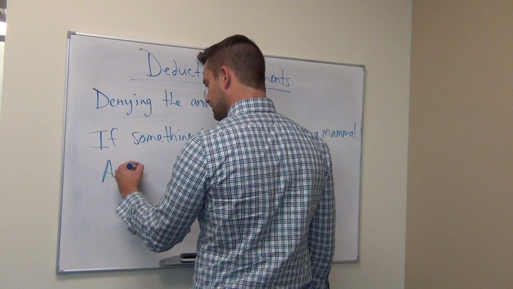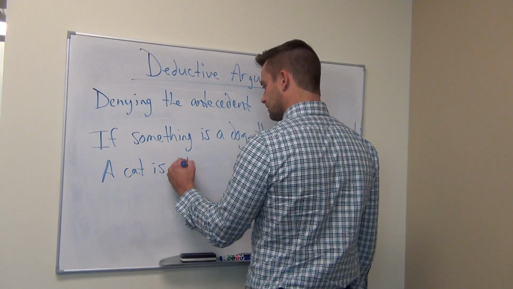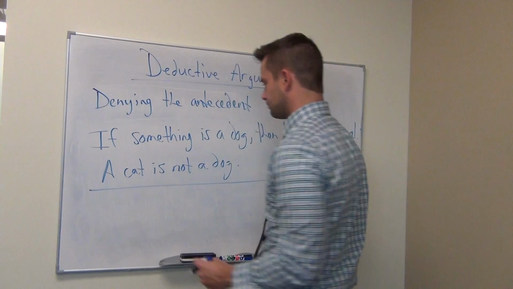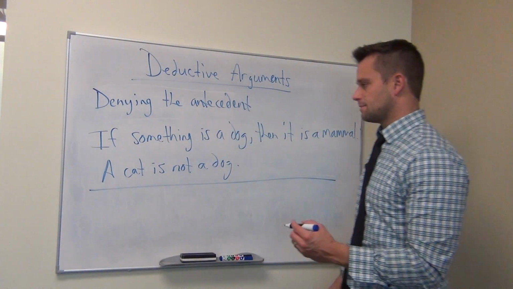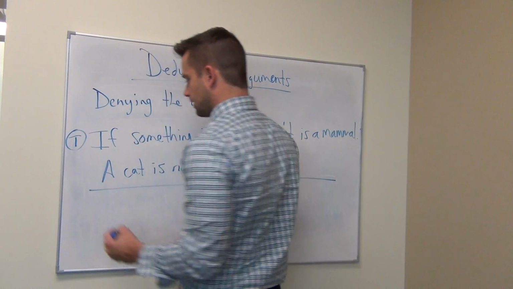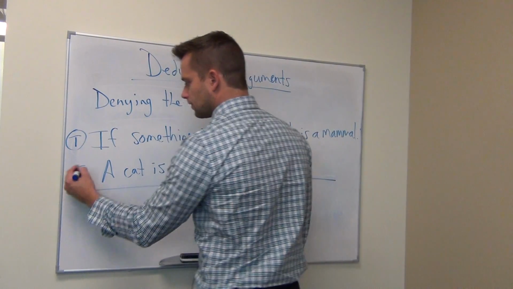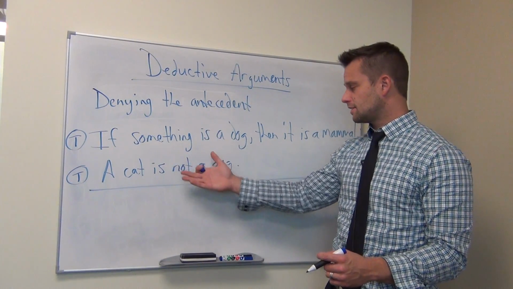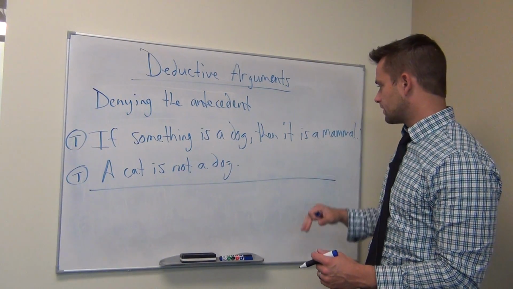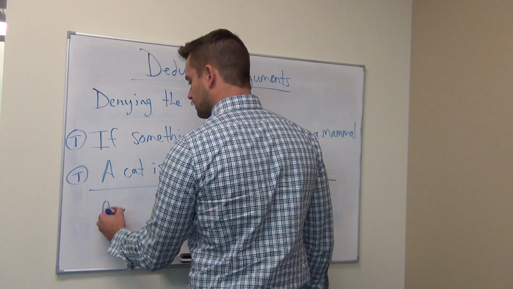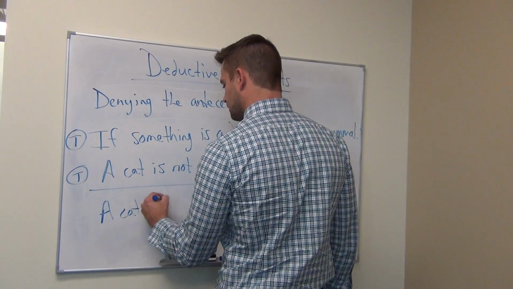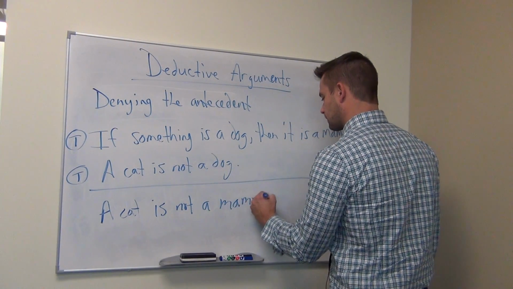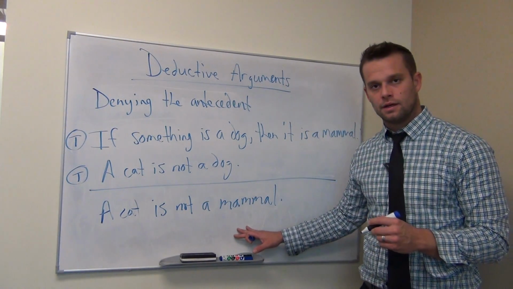A cat is not a dog. Both true, right? If something's a dog, then it's a mammal. That's definitely true. A cat is not a dog. That's definitely true. But what is the conclusion when we deny, denying the antecedent? What do we have to do? Well, we deny the consequent. So here the conclusion would be a cat is not a mammal. Now, is that true? No, definitely not.